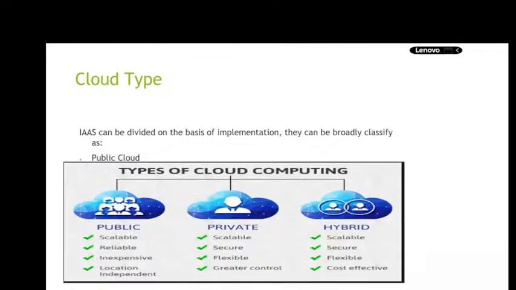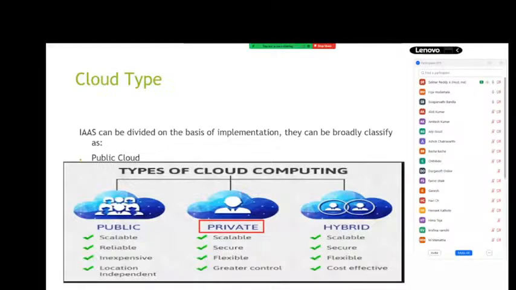For example, I have created one virtual machine. If I share the username and password with you, you can sit anywhere in the world, communicate with my machine and perform the activities. That is about public cloud. Private, in the sense of the organization: the resources that can be accessed only within the corporate network are called private.